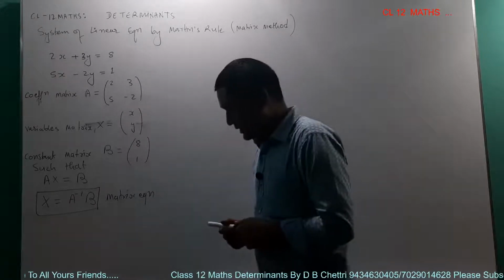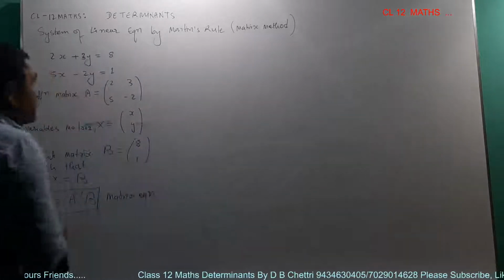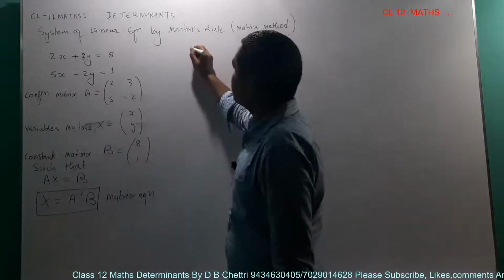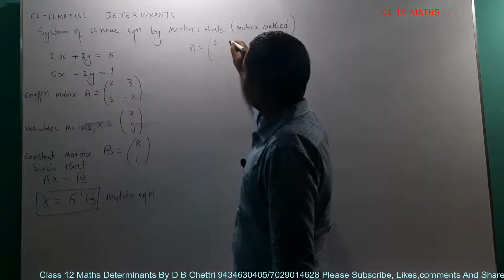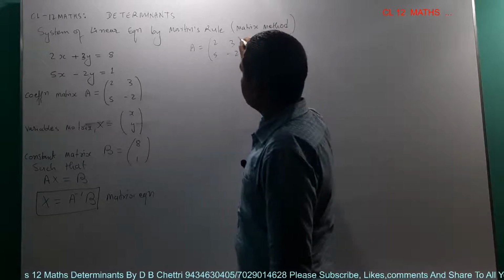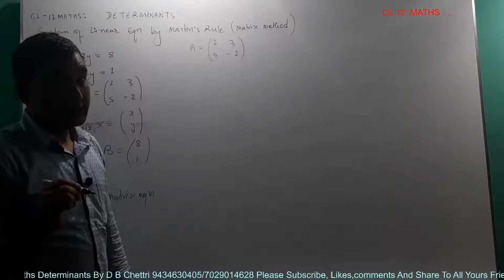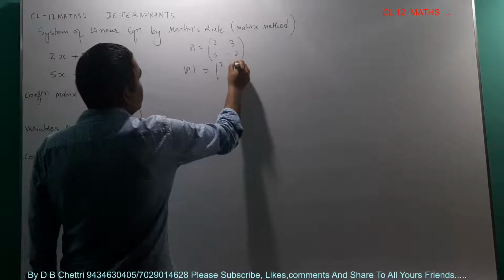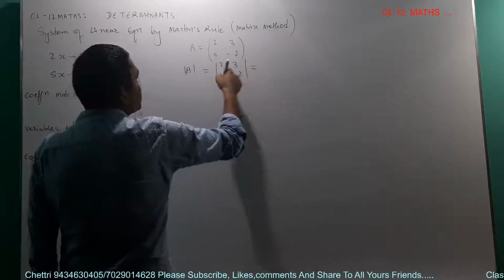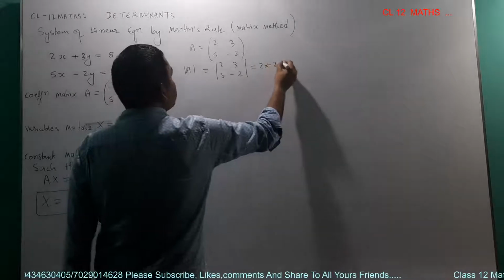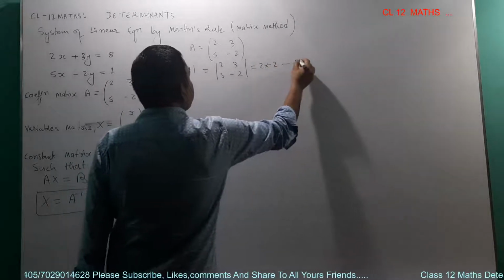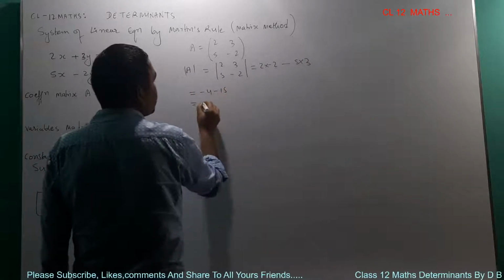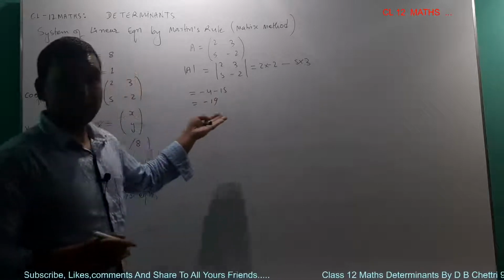Now I'll explain by solving these equations. A equals 2, 3, 5, minus 2. Now let's find its determinant. Determinant of A is 2 multiplied by minus 2, then put the minus sign, 5 multiplied by 3. That is minus 4 minus 15, which is minus 19. Now this is other than 0.